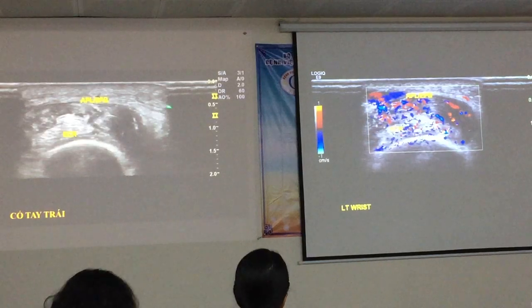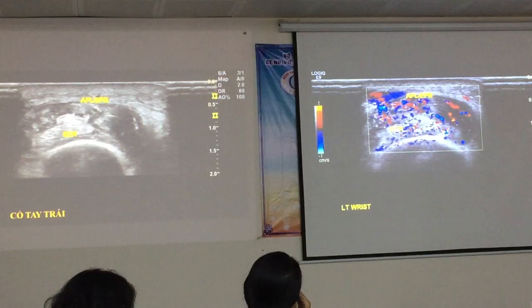And you can also appreciate over here that there's interstitial edema, so there's irritation in the soft tissues as well.